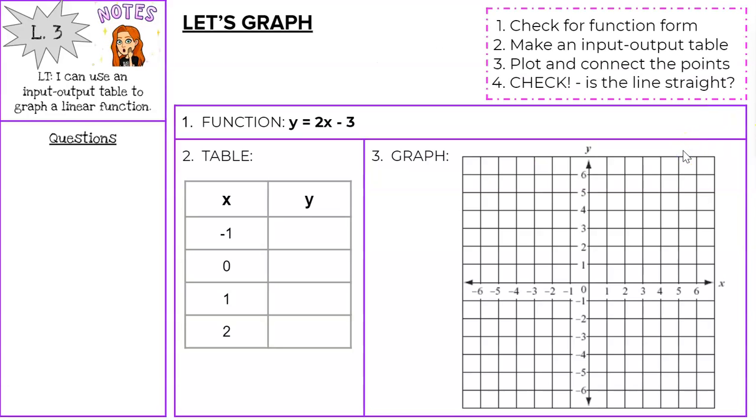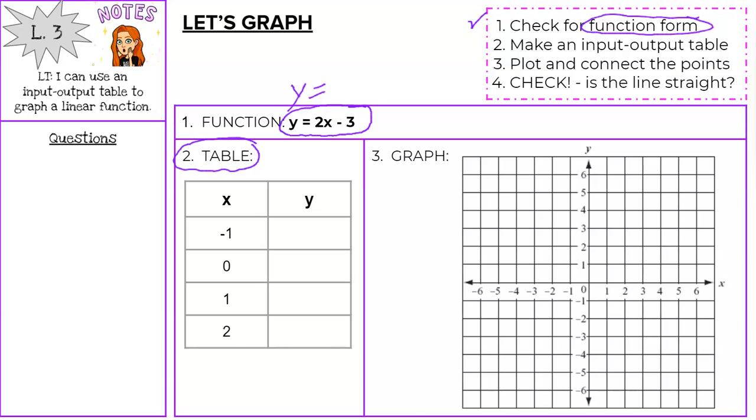Let's graph. So we talked about input-output tables last class. Now we're going to use those input-output tables to make a graph. So the first thing we want to do is check for function form. Is it y equals? So we look at our function, y equals 2x minus 3. It starts with that y equals, so check. Two, make an input-output table. So that's what those tables are for.